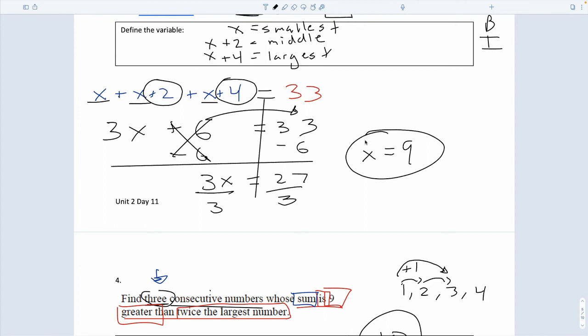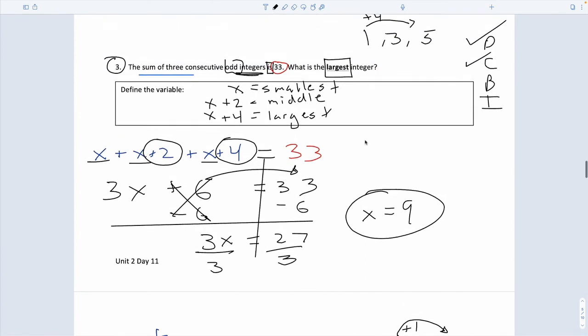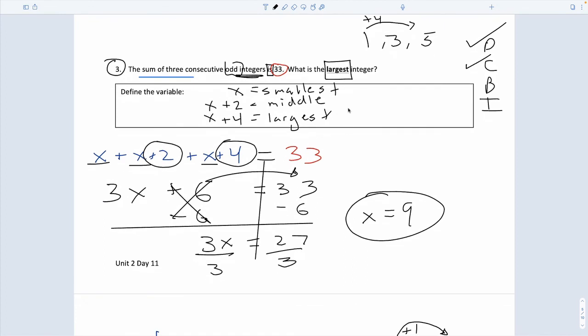Is that my final answer? Thumb up, yes. Thumb down, no. Uh-oh. What am I missing, Aiden? I need the largest one. I just found the smallest one. Don't move past when you get it equal to x. Jacob, how would I find the largest integer? Yeah, since x is 9, you can put 9 in place of x. Just add 4 to it. This would be 13. So the largest integer is 13.